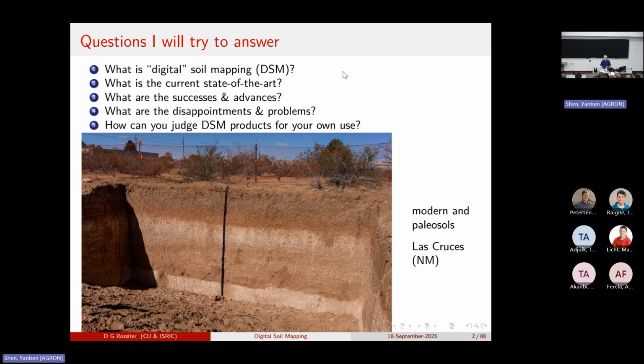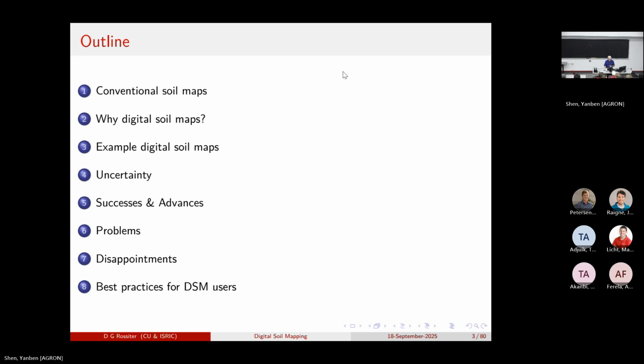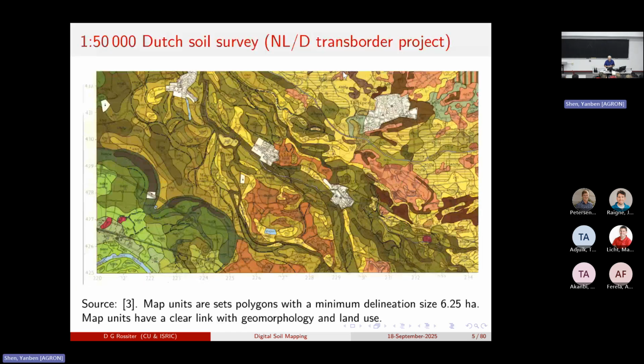I should say from the start, being here in Iowa, you really don't need this because you have fantastic soil resource information already from conventional soil survey and then digital work. So this is maybe more relevant for those of you who are going to go outside of the very, very data-rich environment here. So let's start with conventional soil maps.